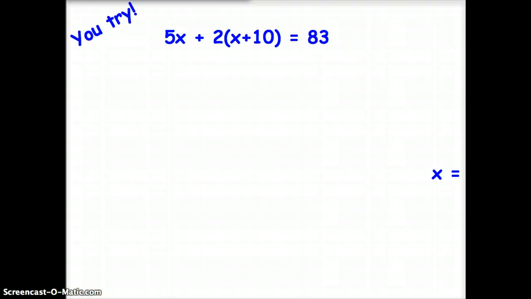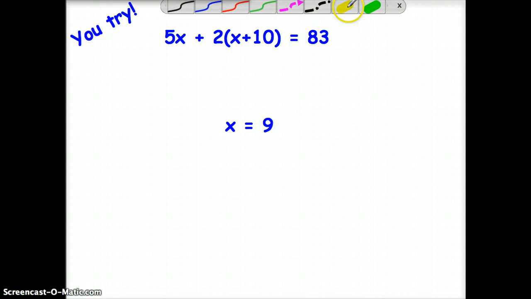Pause your video. I would really recommend double checking your answer before you unpause your video. Did you get x equals 9? If you did, give yourself a giant googly-eyed smiley face.